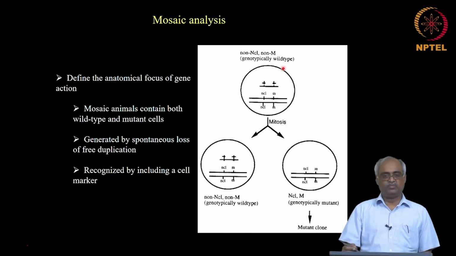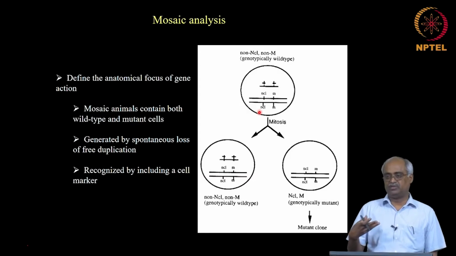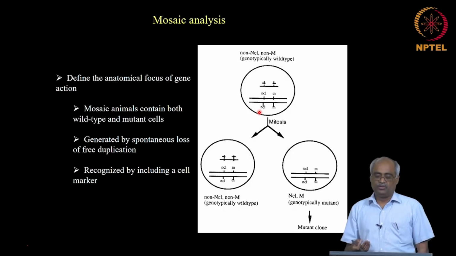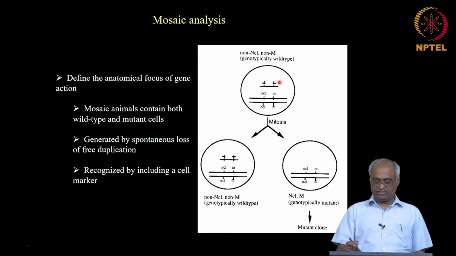In this particular example, we have a duplication in which the wild type copy of this mutation M is present. In addition, we have the wild type copy of another mutation, which is being used as a marker mutation here. If it is homozygous for this NCL, the nucleolus will be bigger in those cells. So, now if I lose this duplication, then that particular cell's nucleolus will be larger, because it is not going to have the wild type copy for this.